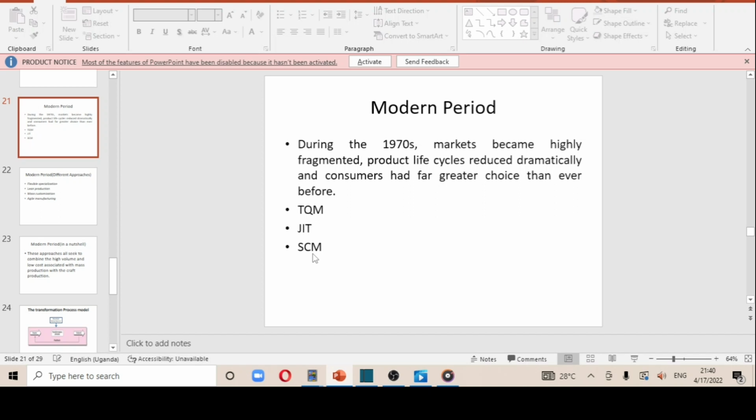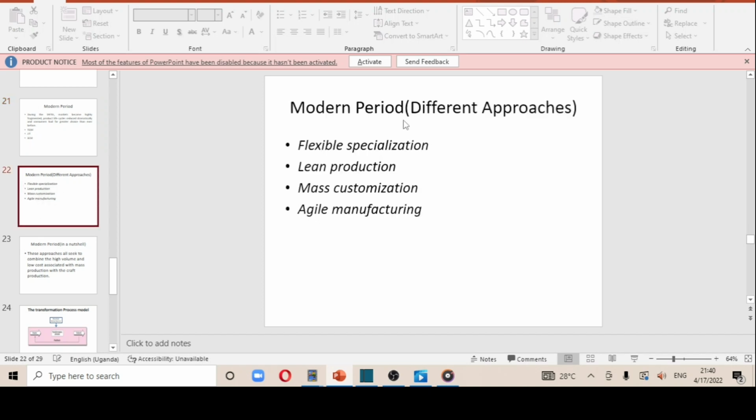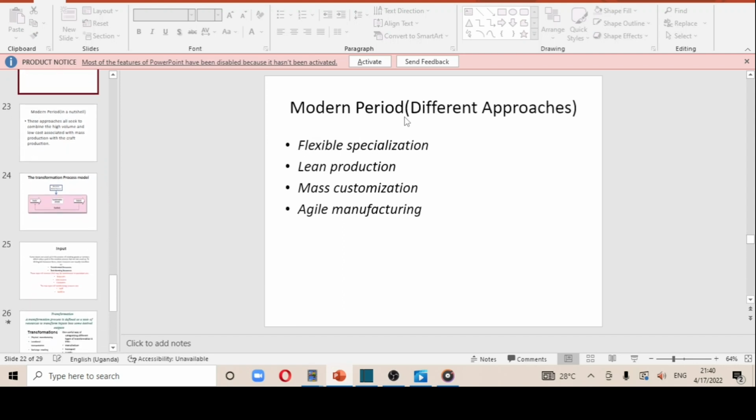Then under the modern period, we have different approaches. We have flexible specialization here. It looks at a situation whereby there's a doctor who is supposed to give you treatment, and there comes a situation that he is not around. A service having flexible specialization has another alternative doctor that can come in his place and give you treatment. Then we have lean production. This deals with producing goods and services while reducing costs.